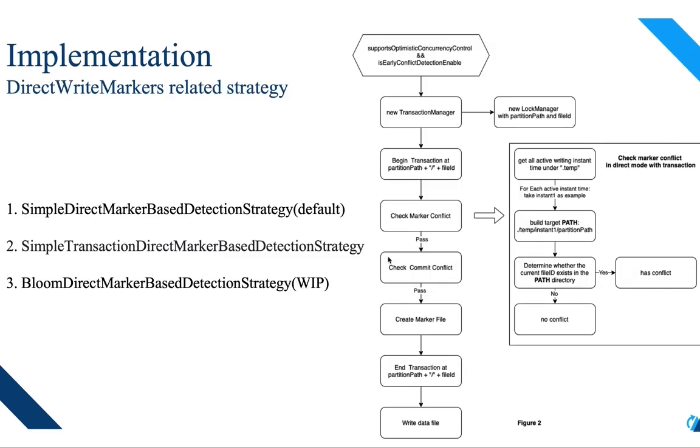First, let me introduce the direct write markers related strategy. Let's take strategy 2, the simple transaction direct marker-based detection strategy, for example. This is the workflow for this strategy 2. As we can see, we check marker conflict, check commit conflict, and create marker files in a transaction.